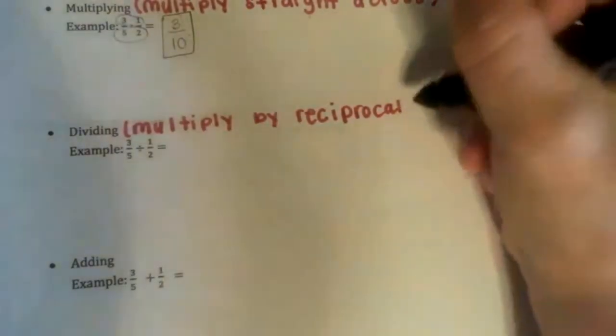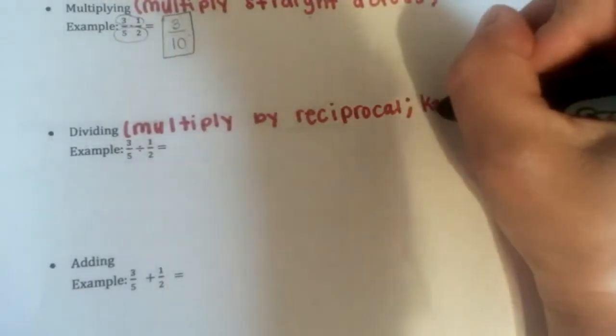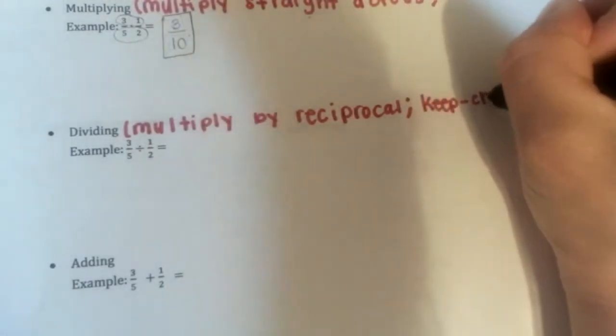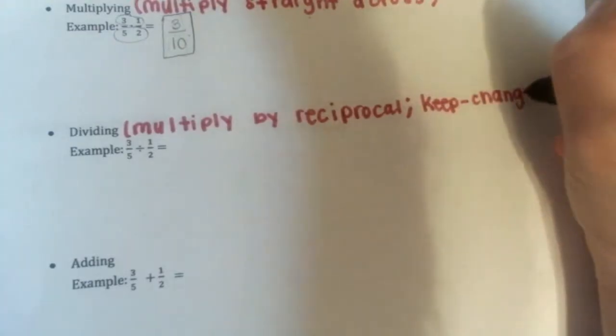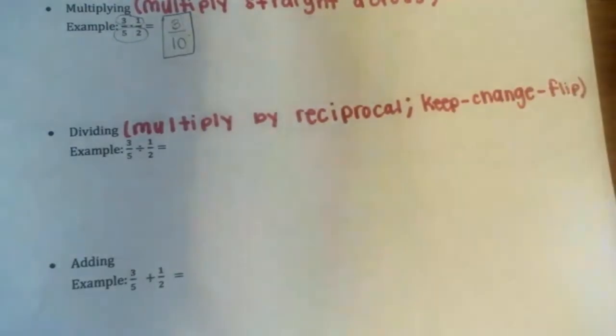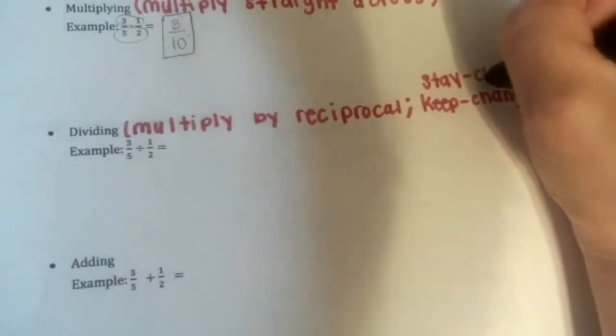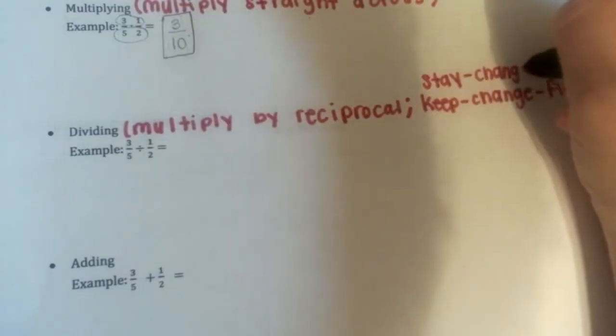Multiply by the reciprocal, which is just a fancy way of saying multiplying by the flipped fraction. So what we're going to do is keep it, change it, flip it. So keep, change, flip. Or sometimes I hear a lot of people say change, flip. It's all the same.